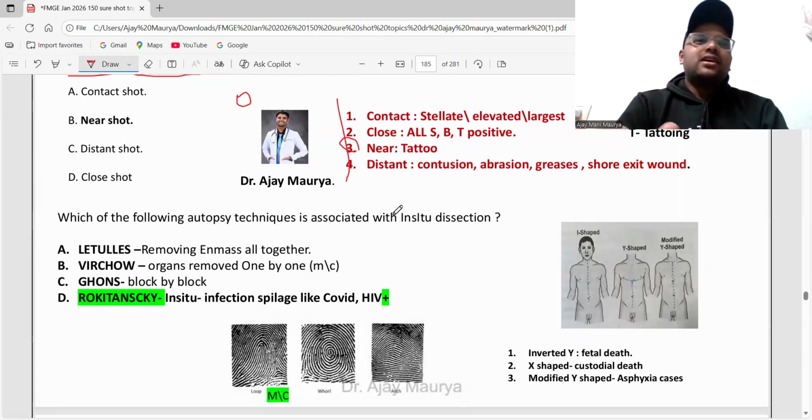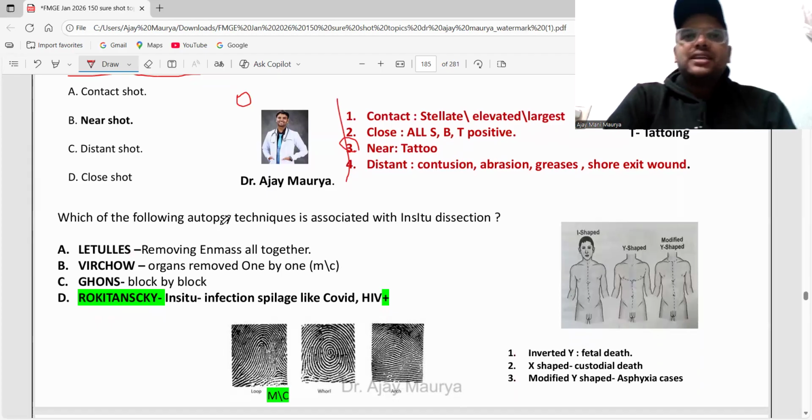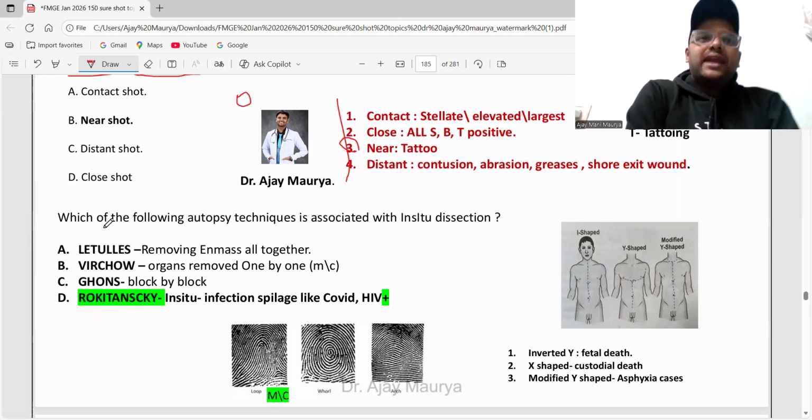Everyone knows about this, associated with in situ dissection, which is the autopsy. The Letulle method removes the organs en masse altogether. In the Virchow method, organs are removed one by one. This is the most common type.